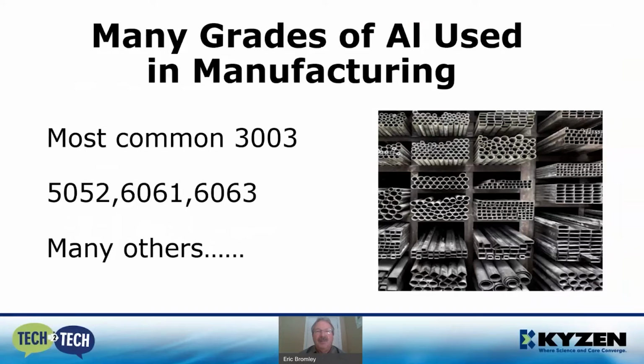As I mentioned, there are many grades of aluminum used in manufacturing, the most common being 3003, 5052, 6061, 6063, but there are many others. And again, those are chosen by the components that are being made and the process as well. There are many different versions of makeup to consider.